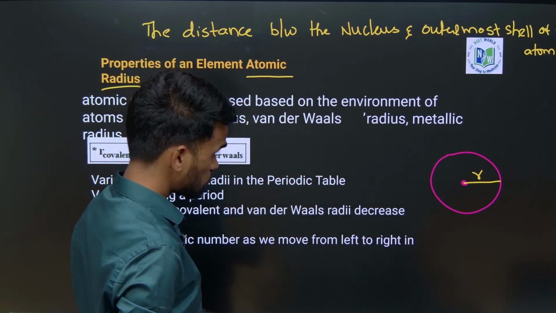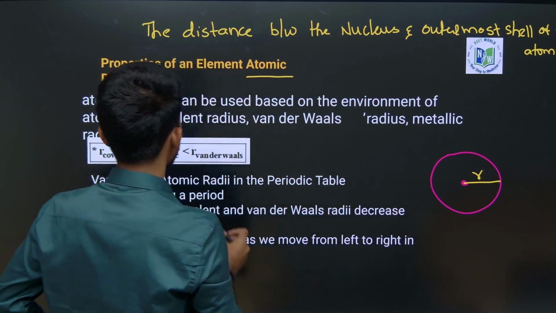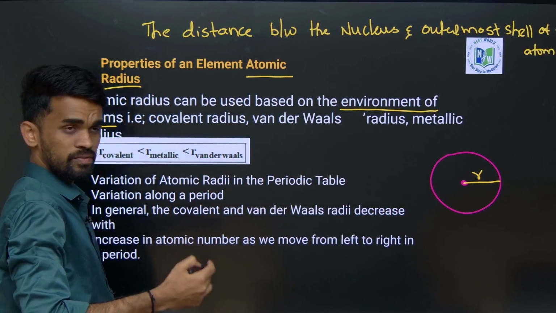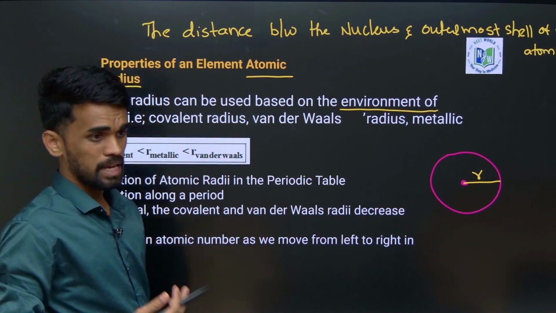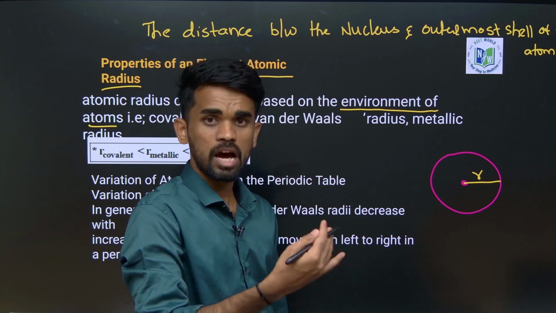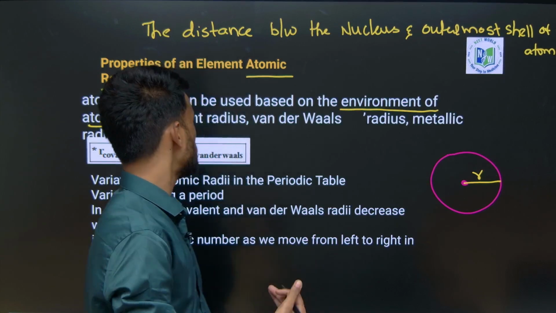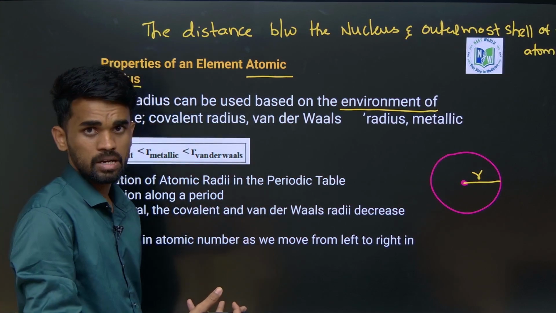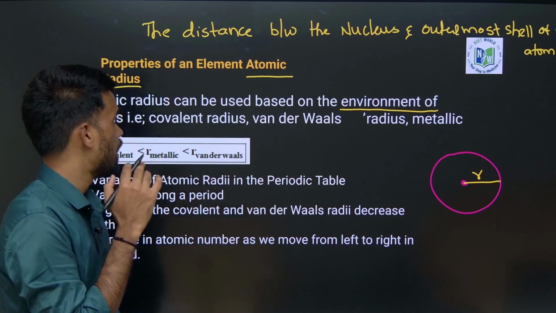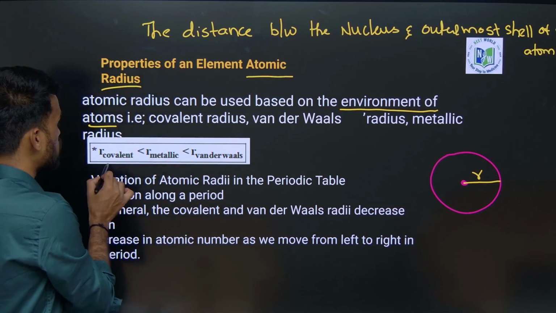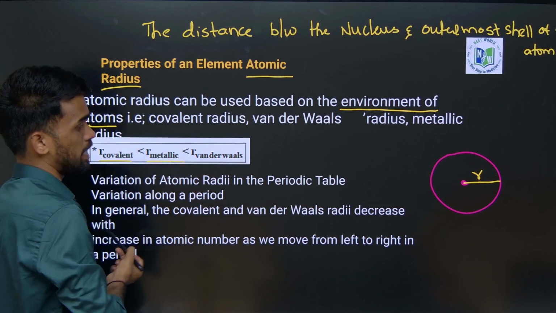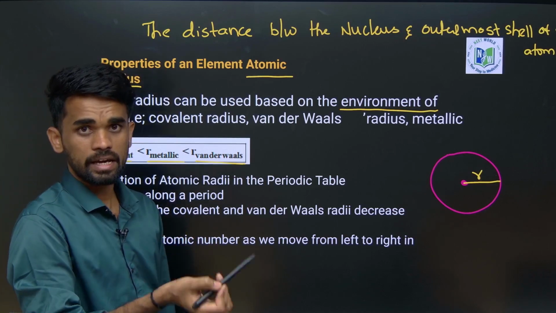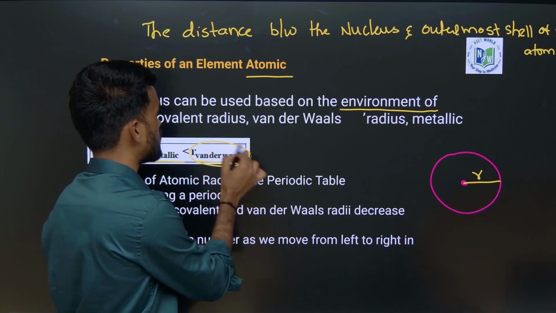This atomic radius depends upon the environment of atoms. We have different atoms, right? Some elements are in metallic form, some are non-metals, some are metalloids. So depending upon the environment of that particular element or atom, the radius can be covalent radius, metallic radius, or van der Waals radius. In the case of noble gases, inert gases, we will be considering van der Waals radius.